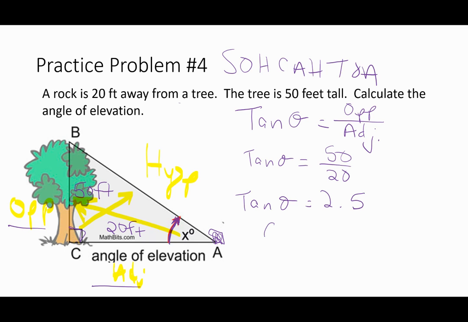So now we're going to look at the inverse, or the arc tangent, to get the angle measurement of 2.5. We go on our calculator, do second tangent, put in 2.5, punch it in, and our angle measurement is 68.1 degrees. It's degrees because it is an angle.